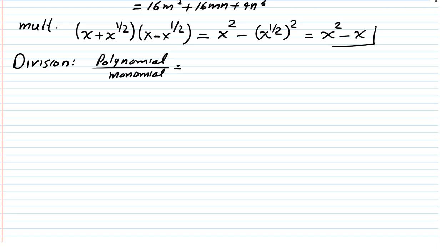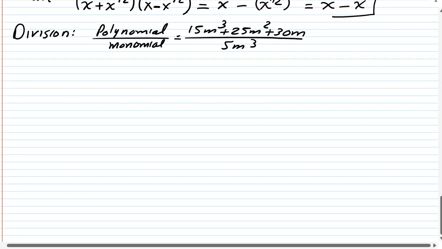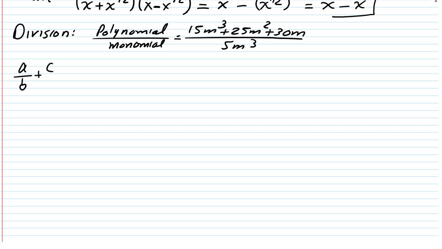So for example, suppose I want to do 15m cubed plus 25m squared plus 30m, divided by 5m cubed. The way we divide by a monomial is, recall when we add two fractions, a over b plus c over b. Remember how we combine fractions with a common denominator? If you look at the right side, isn't b a single term, or simply a monomial here?